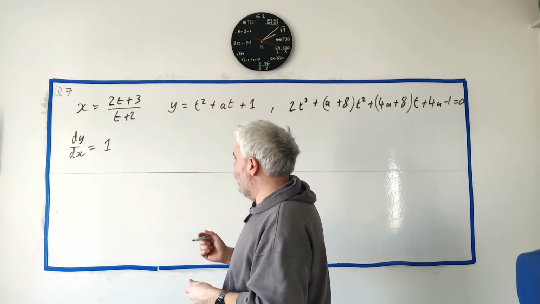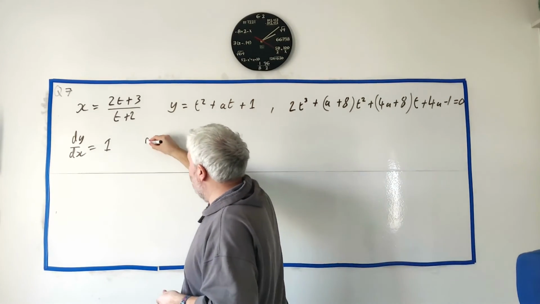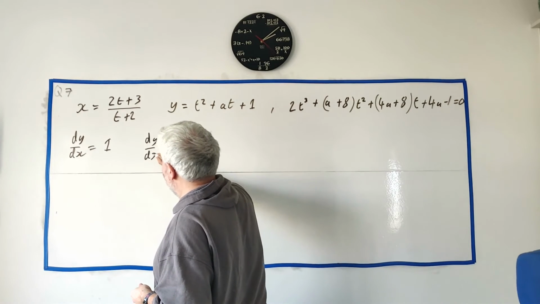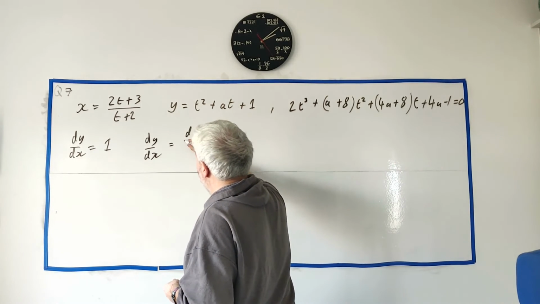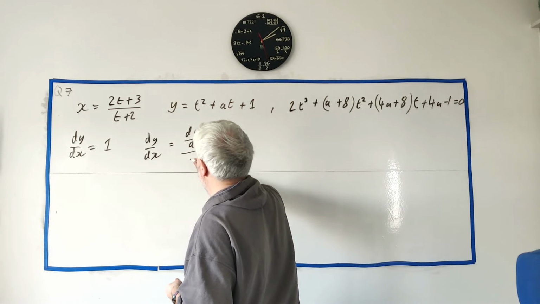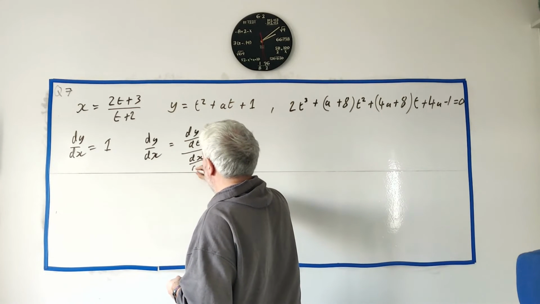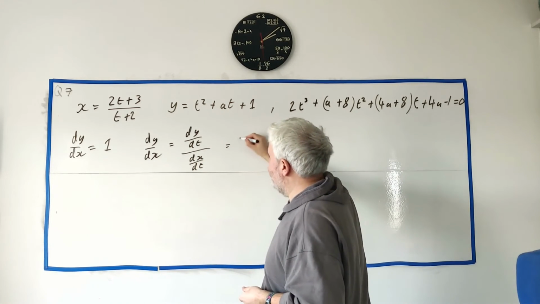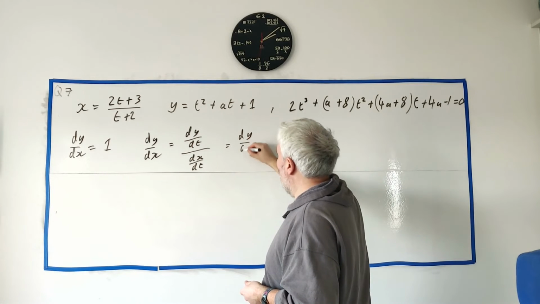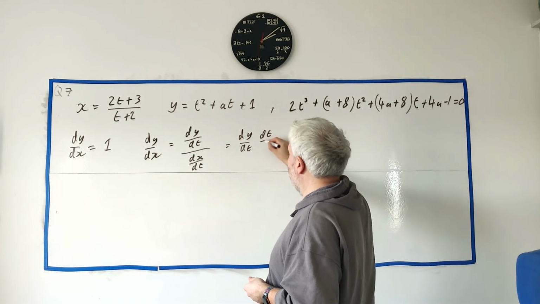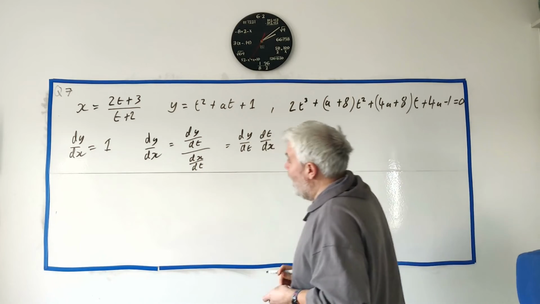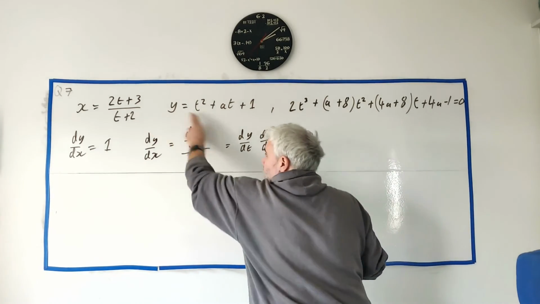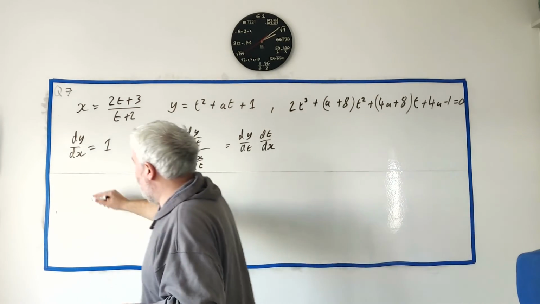dy dx, parametric equations. dy dx is equal to dy dt by the chain rule divided by dx dt. Or you often see it written as dy dt times dt dx. And both of these we can get quite easily. Let's start with dx dt.